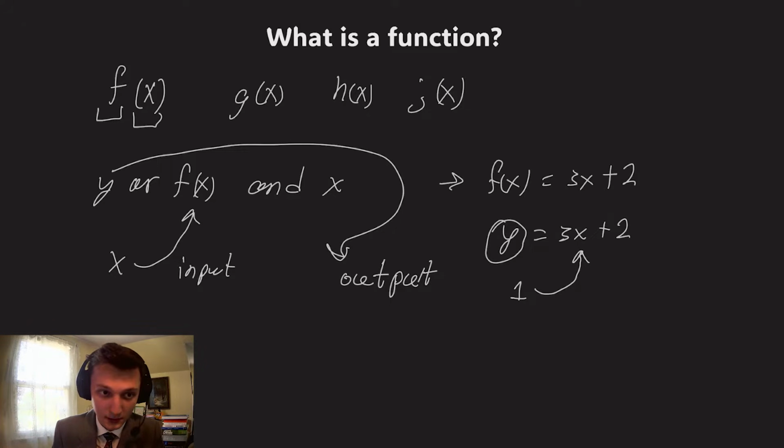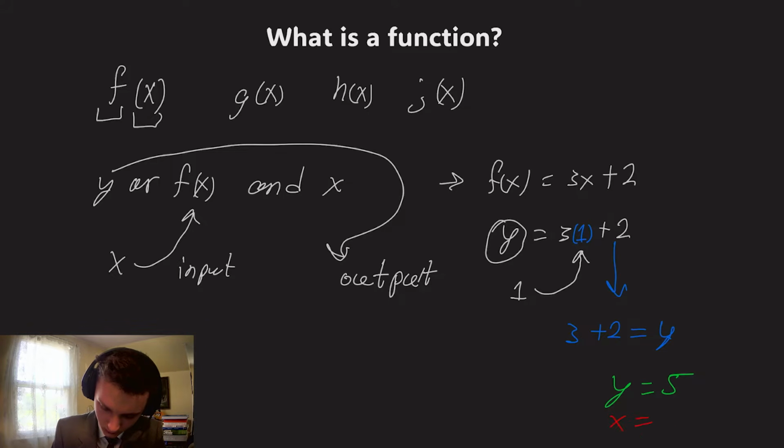So if we plug in our input as 1, 1 goes into the function, and in that case, I would replace my x with 1 for this particular case. Okay, so 3 times 1. 3 times 1 is 3. We bring down our plus 2 equals our y. So in this case, our y equals 5 when x equals 1. And you're going to get a different output, presumably, when you put in a different input.